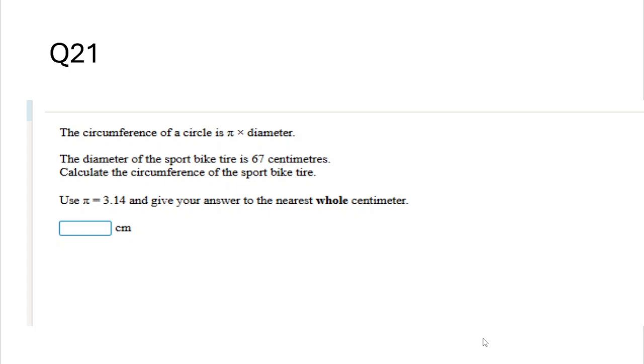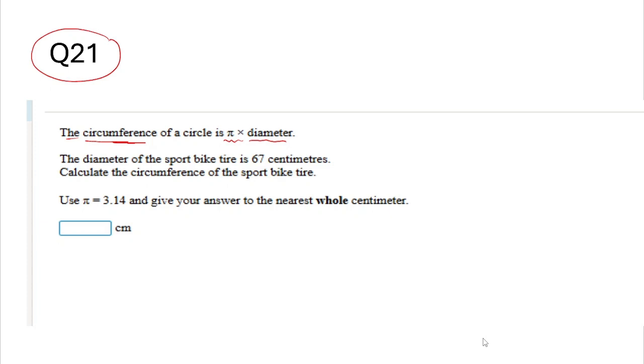This is part 3 about the math practice quiz, question 21 to question 31. So we'll start with question 21. The circumference of a circle is pi multiplied by diameter.